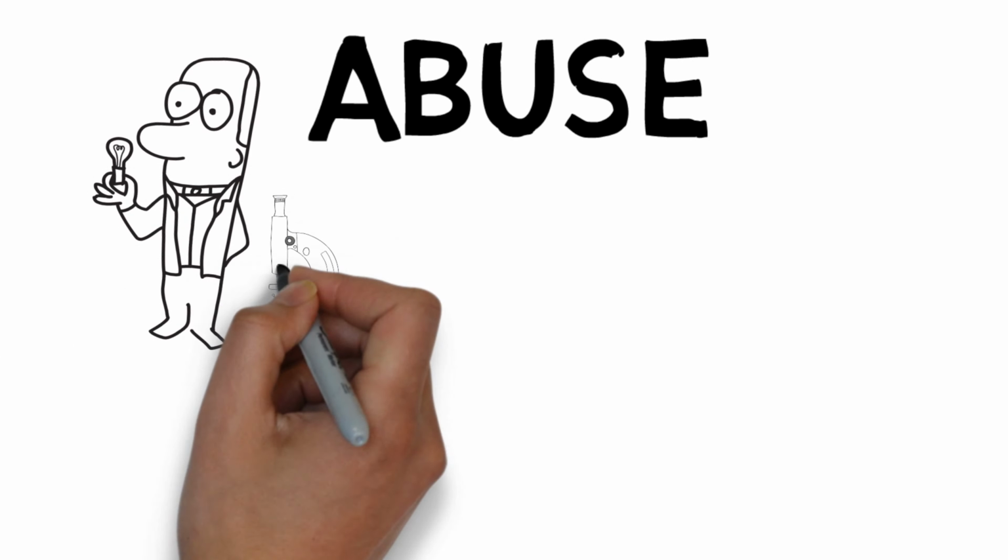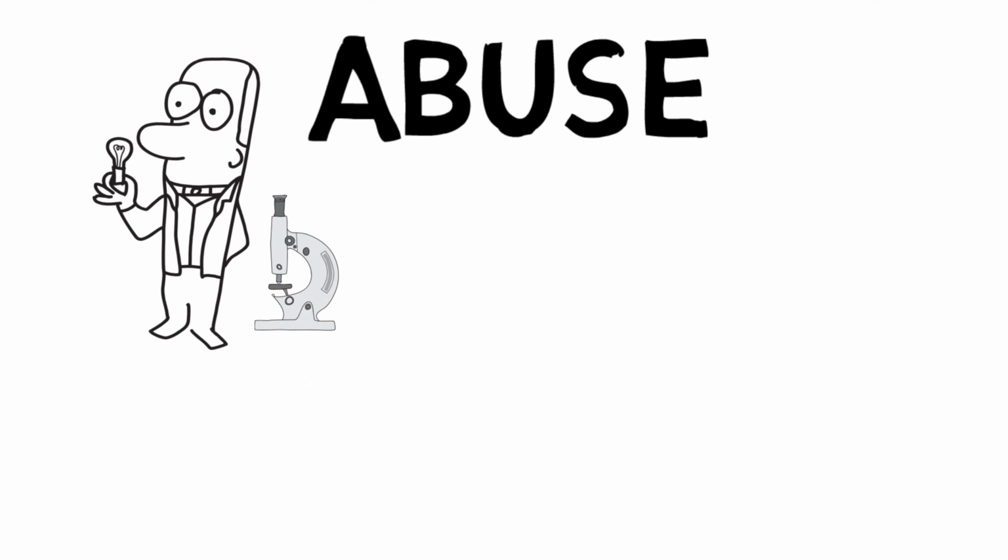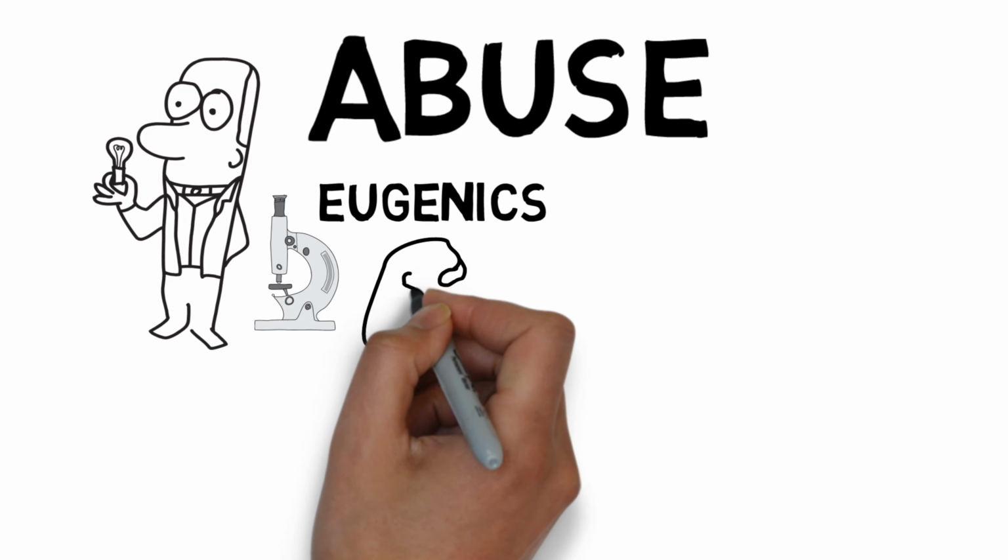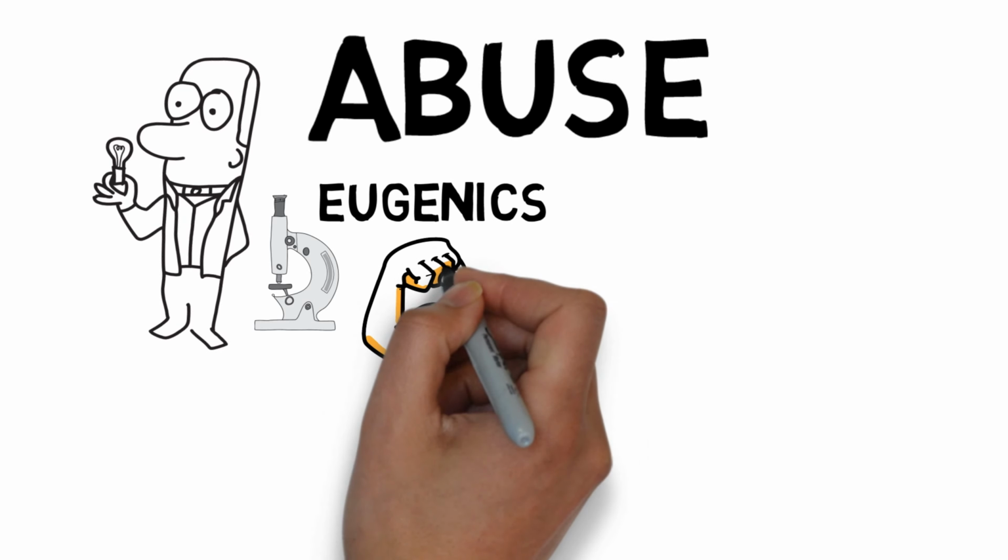Abuse. While researchers continued to look into this area, they eventually slid into the question of how the knowledge could be used to improve the human being. A new field was formed called eugenics. This is a set of beliefs and practices that aims at improving the genetic quality of a human population.